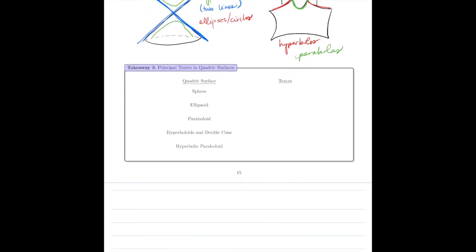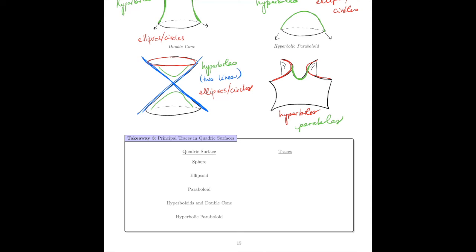So let's finish off this section by taking a quick stock of these traces that we've found on each of these objects. They're going to be useful for us when we want to graph these things given their equations later. So a sphere is built entirely out of circles, or has cross sections or traces which are circles. The ellipsoid has traces that are ellipses and circles. A paraboloid, you will find ellipses or circles and parabolas.